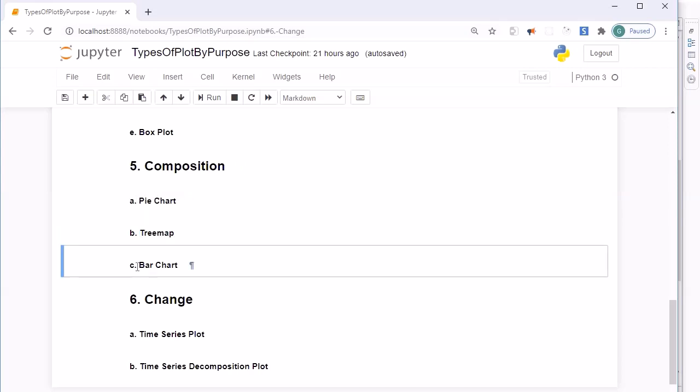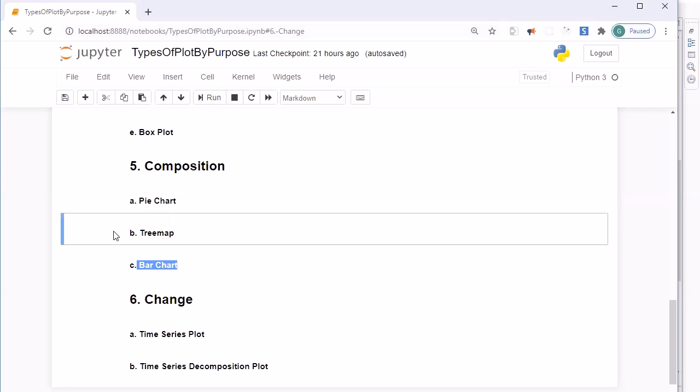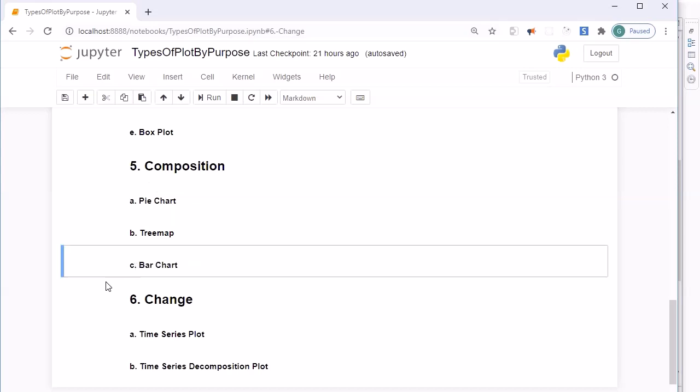The third category of chart we are going to look into is the bar chart, which you are already aware of. Most of the places you have seen the bar chart. That is also a very useful method to identify the composition.